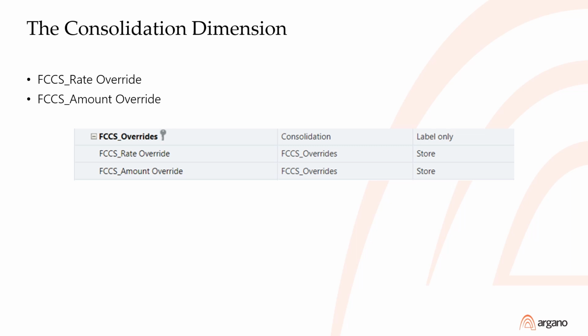Taking a quick look at the FCCS rate override and amount override, these are just members where you enter data for the FX overrides. It's not consolidated or anything, it's just a storage point for the out-of-the-box rules to run and do your FX overrides for you.